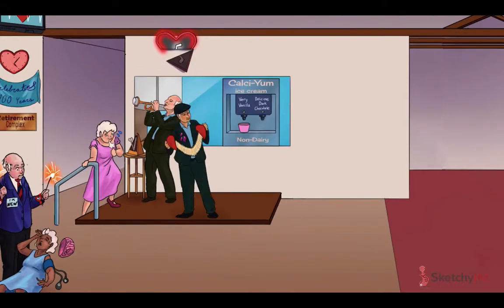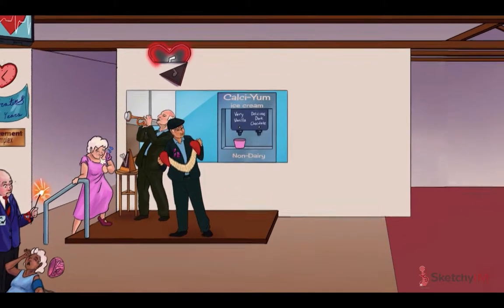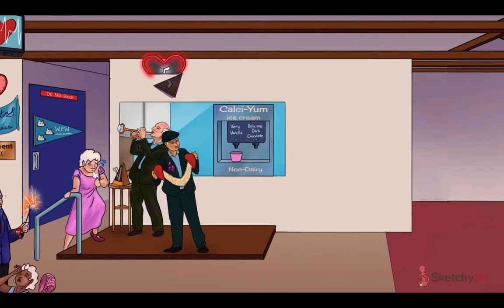In patients with depressed systolic function at baseline, symbolized by this loose, depressed-looking heart accordion, digoxin may be a good choice. Hence the foxglove flowers in the accordionist's pocket. Digoxin will not be a first line in most patients, however, as it has a slower onset of action and increased problems with toxicity. Word of caution: patients in AFib with pre-excitation should not be given AV nodal blockers.